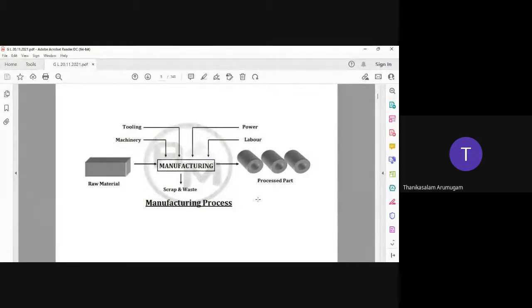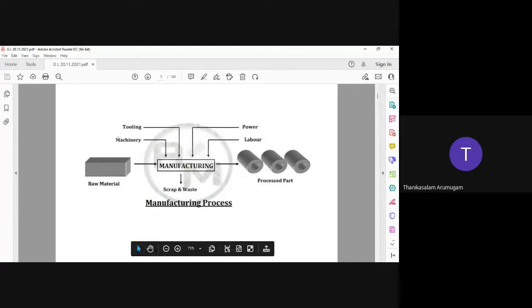Okay, so manufacturing means, see here, raw material. The raw material may be a rectangular block. So essentially, this is a raw material. After using machinery, we convert it into the final product. Okay, you see the machining operations. Some waste is coming out.